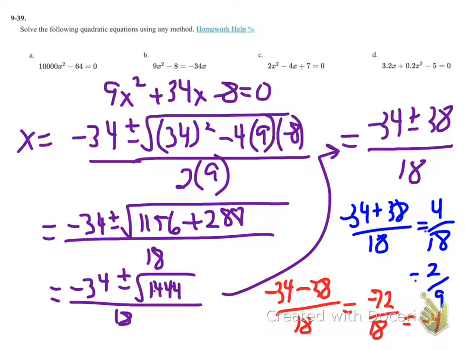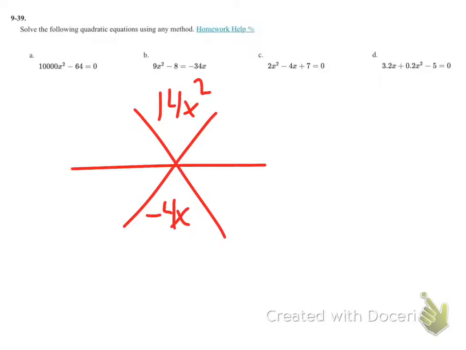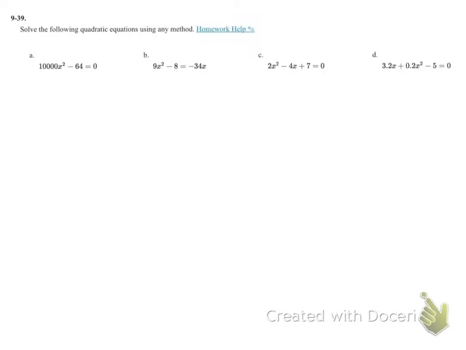On to problem C. Again, with problem C, I do not want to complete the square because I have a 2x squared. If I think about factoring, I can check my diamond problem. The top of my diamond problem is 14x squared. The bottom is a negative 4x. Nothing works out there, so I don't want to do that. So I'm going to try using the quadratic formula again.